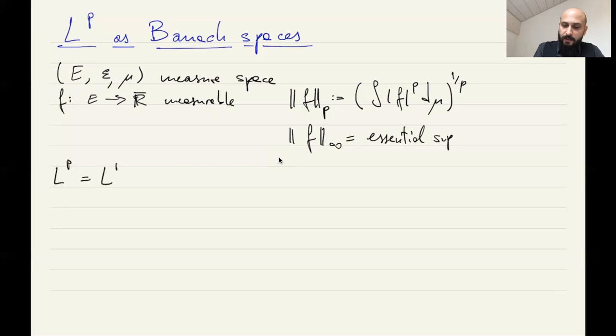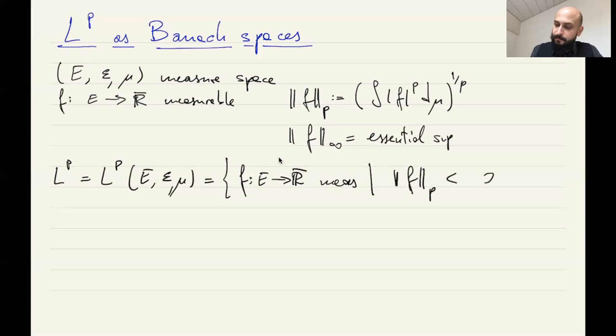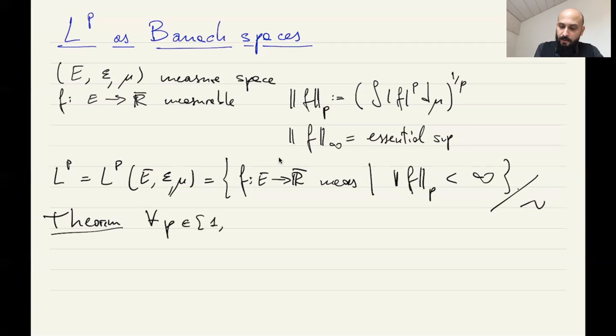Then L^p of this measure space is the set of all measurable functions such that the p norm is finite, up to the equivalence of being equal almost everywhere. The theorem we're going to prove is that for all p from 1 included up to plus infinity included, the space L^p with this norm is complete. So it forms a Banach space. Okay, let's prove it.